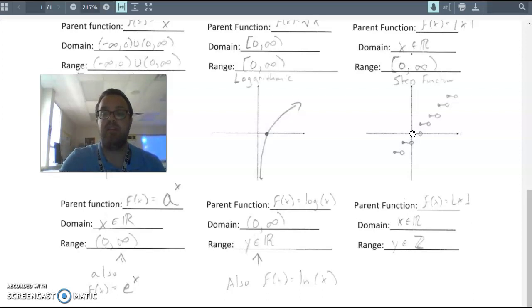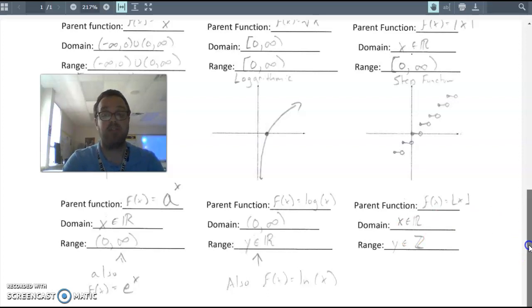So for everything from 0 to 1, like 0.5 or 0.6 or 0.7, whatever I put in there, I round down to 0. And then once I get to 1 and go over 1, I round down to 1, and those are the outputs for the step function, okay? So the range of this one is just the integers, which is a pretty cool range to have, pretty unique for what we're dealing with, all right? So these are the parent functions. This is what you need to have memorized for tomorrow.